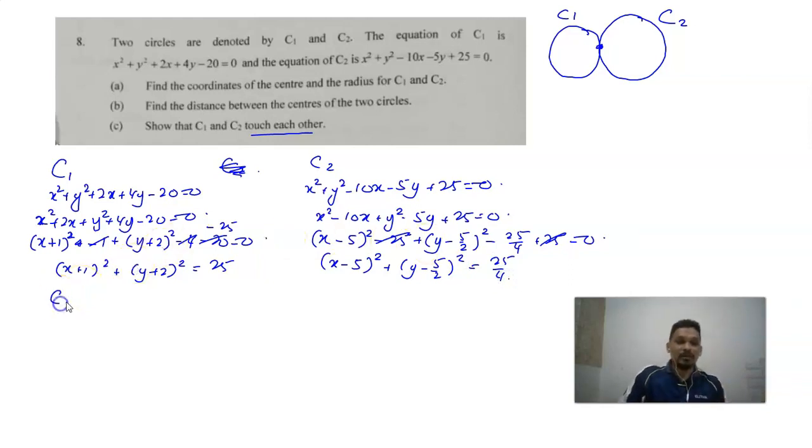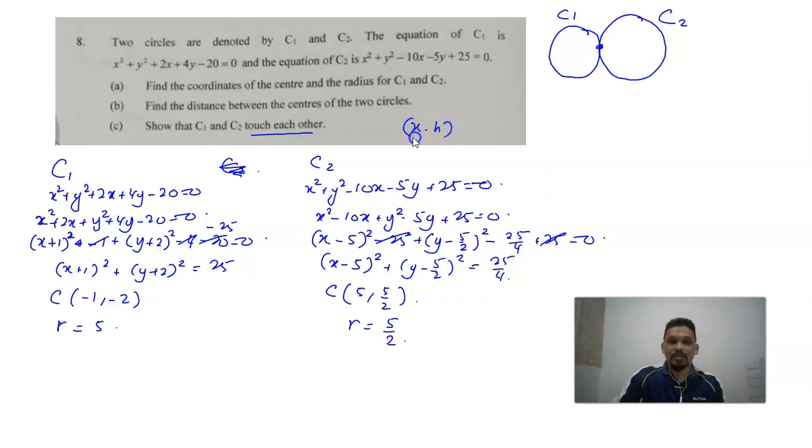So then the center of C1 is negative 1 and negative 2, and the radius equal to 5. The center for C2 is 5 and 5 over 2, where the radius equal to 5 over 2. This is r squared. Okay, x minus h squared plus y minus k squared equal to r squared. So r squared is 25 over 4. So the square root of this, you come up with 5 over 2.